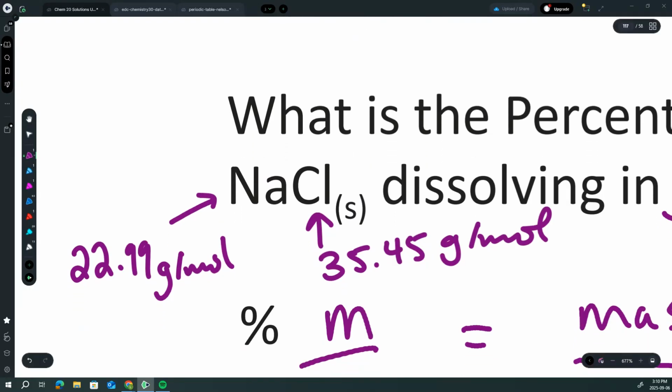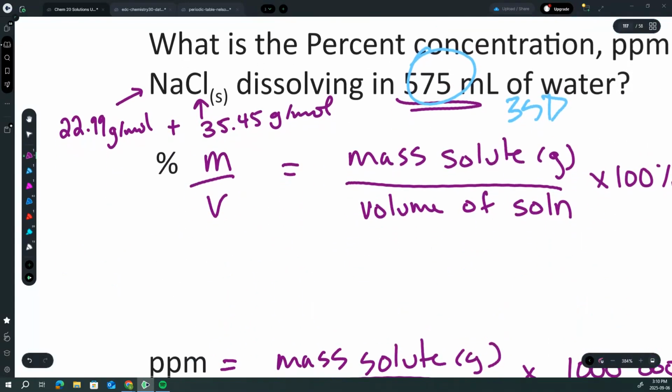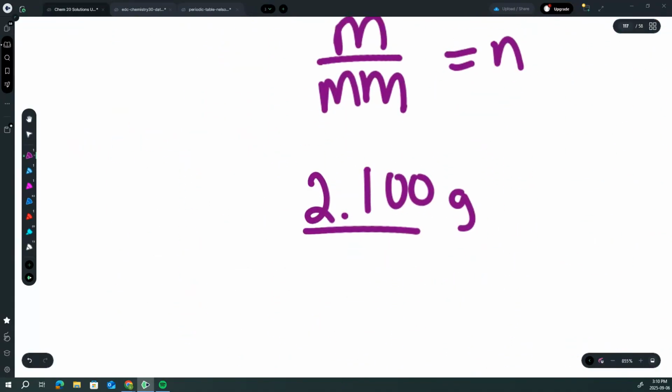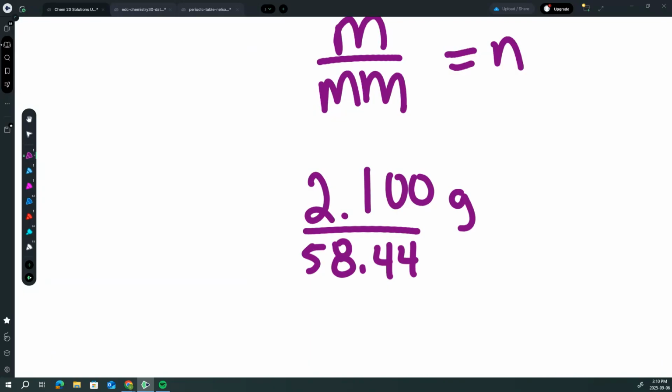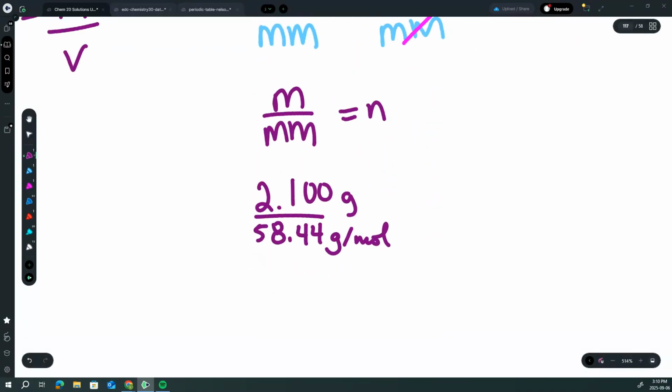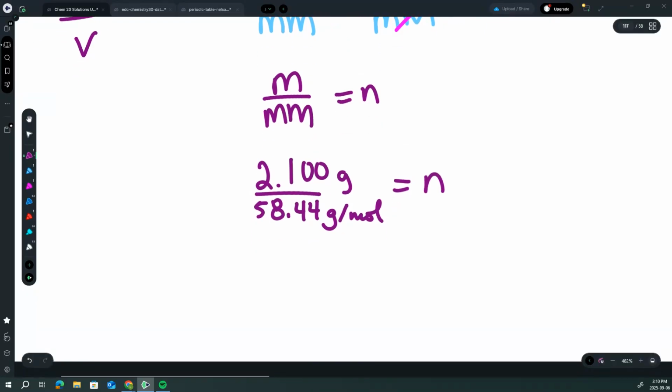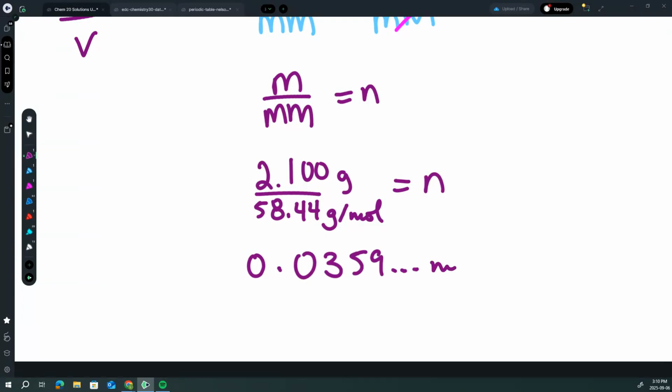Since there's only one of each, all I need to do is take 22.99 and add it with 35.45 in order to get the molar mass of this. That is going to give me 58.44 grams per mole. When I divide those two numbers, I get 0.0359, and the number keeps going on forever. That's going to be moles because the grams canceled out.